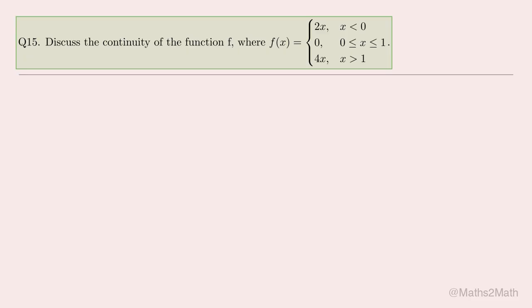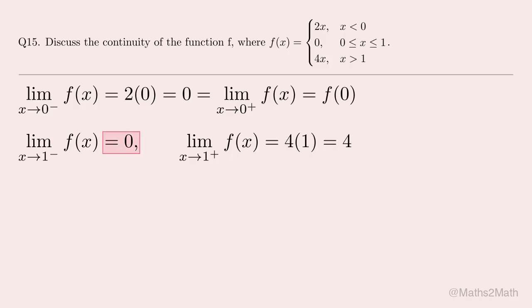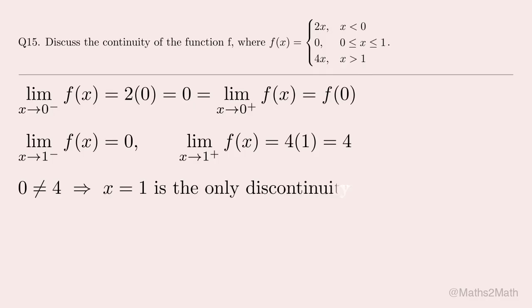Question 15. A line, a flat stretch, and a steeper line with junctions at 0 and 1. Test each junction in turn. At 0, the left line 2x tends to 0, the middle piece is 0. They agree with f of 0, so continuous at 0. At 1, the flat piece gives 0 from the left, but 4x gives 4 from the right. 0 is not 4. The only discontinuity is x equals 1.